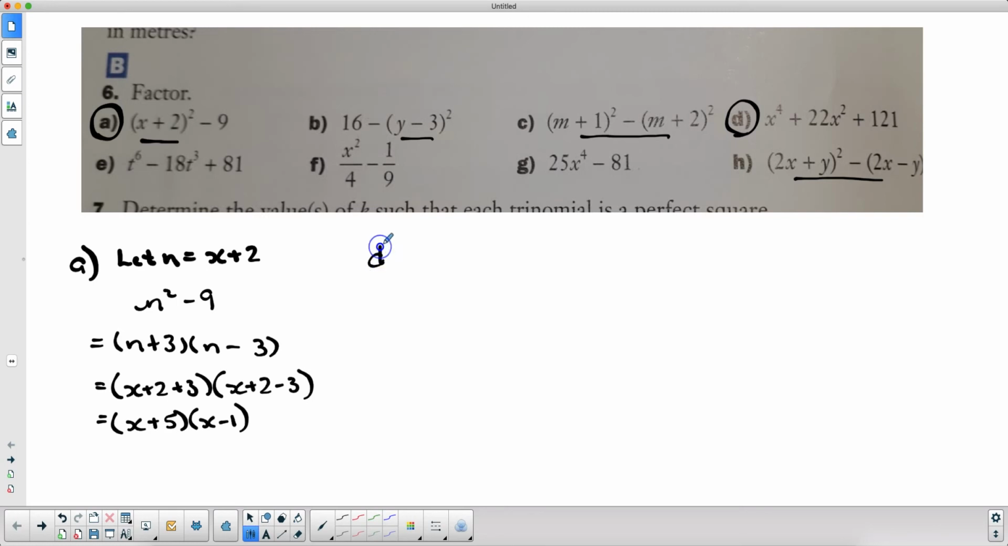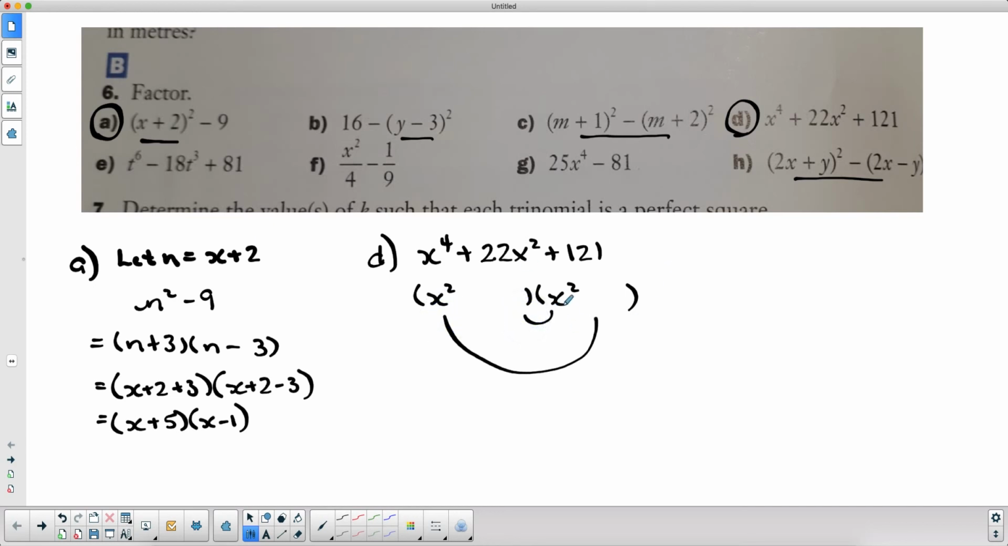So for D, where we have x to the 4th plus 22x squared plus 121, what I want you to notice is that this exponent here is exactly half of this exponent. And anytime you see that, you can factor it the same way that you would factor any other trinomial. You're just going to have an x squared at the front of each bracket, so that when you multiply x squared by x squared, you get x to the 4th. And then the middle two terms will have an x squared in them, so they're going to go together to be this term here.